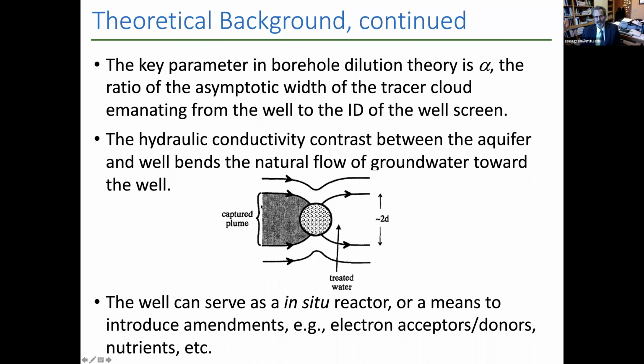And so the water flow lines will bend naturally into that, flow through that well, and then back out of it. So the question is, what's the width of that plume that's being captured by the well and then emanating from the well? The goal here is to use this unpumped well as either an in situ reactor, where we put some reactive materials in there, or as a way to introduce amendments into the groundwater that can then flow down gradient and stimulate the reactions of interest downstream from the well.